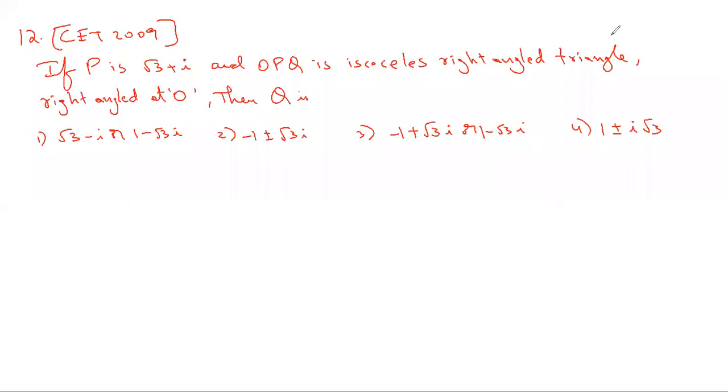How do you see? You got this point 1, root 3 comma 1. Root 3 is around here. Root 3 comma 1 is here. And origin is one point. And that whole thing is a right angle isosceles triangle. So this can be here, and right angle at O. So this is point P, root 3 comma 1.